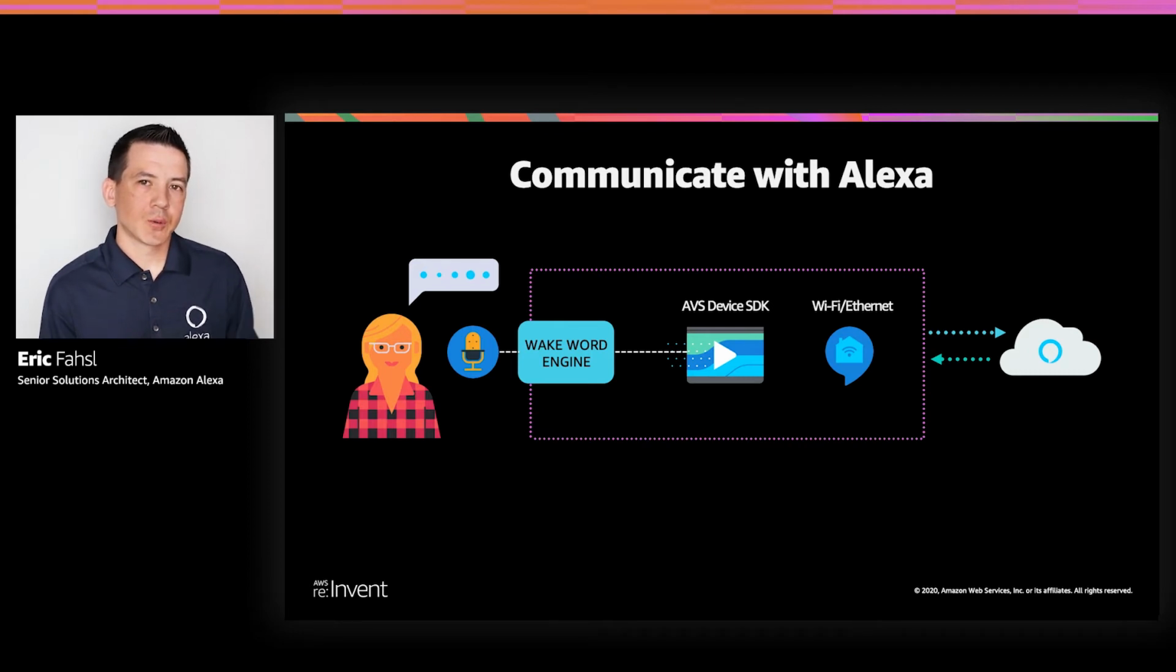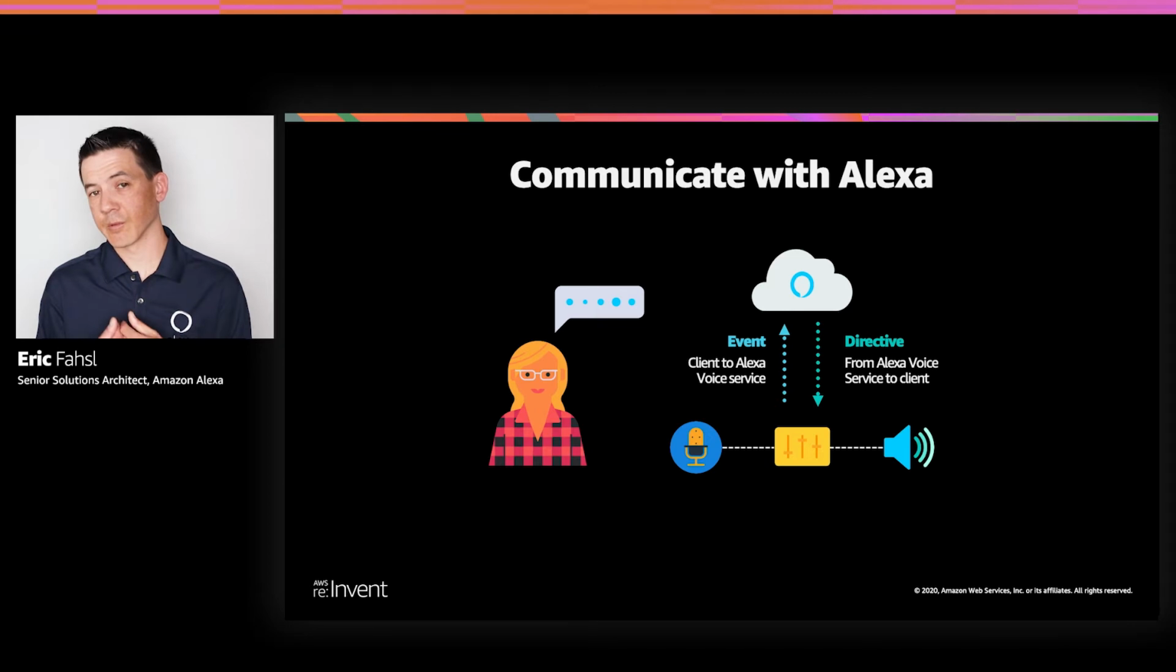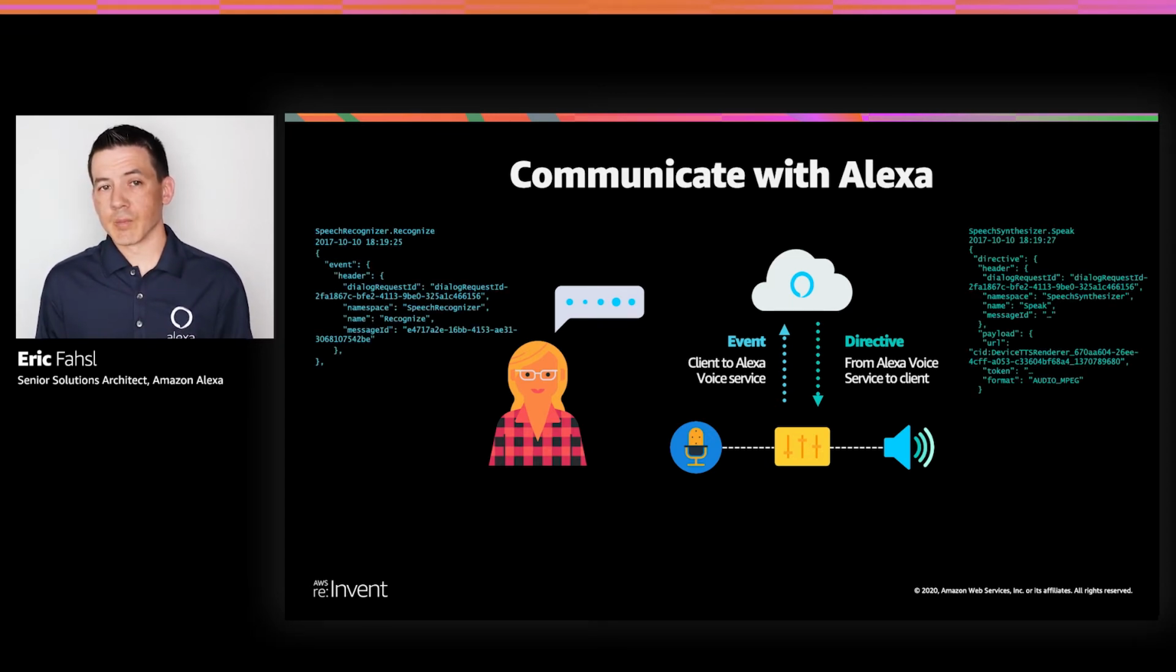When the device talks to Alexa, it's through two things, events and directives. Now these are both JSON, and events is communication from your device out to Alexa. Directives are information or commands coming from Alexa back down to your device. We're going to dig into these a little bit, but ultimately, all you need for an Alexa built-in device is to be able to handle events and directives.